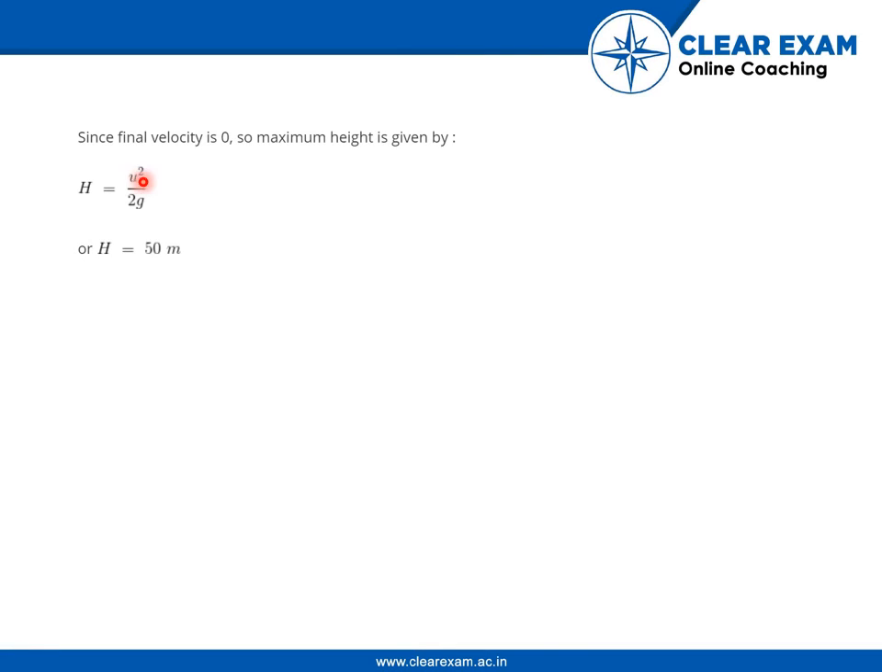We know the value of U square by G, which is 100. So putting the value of 100, we get the value of H, which is 50 meters.